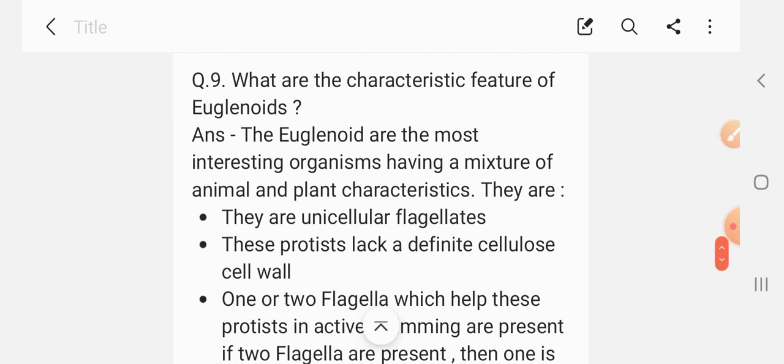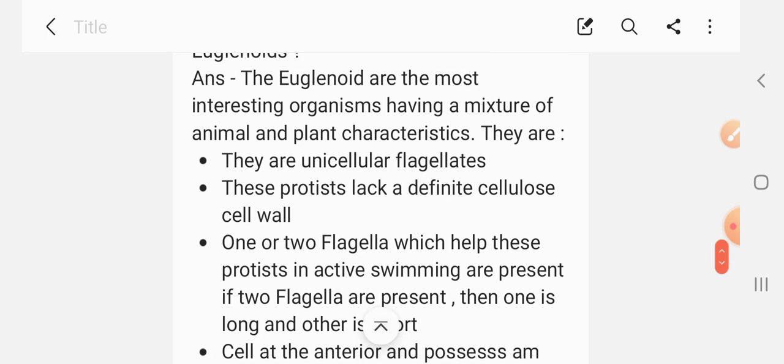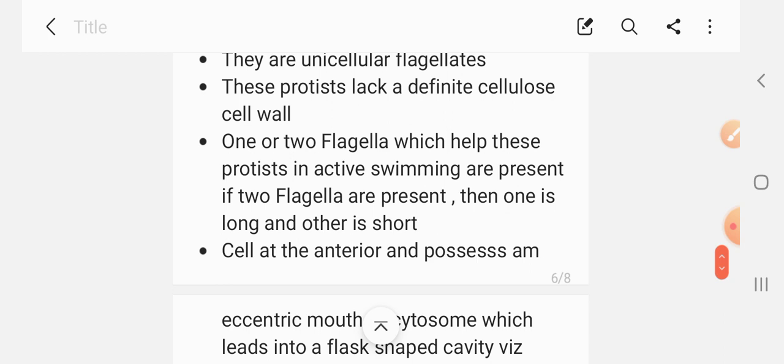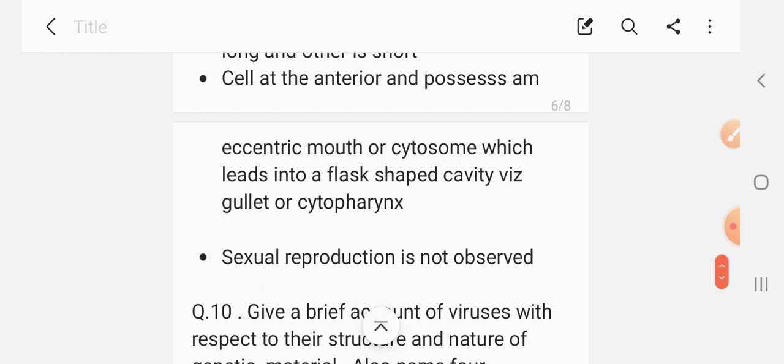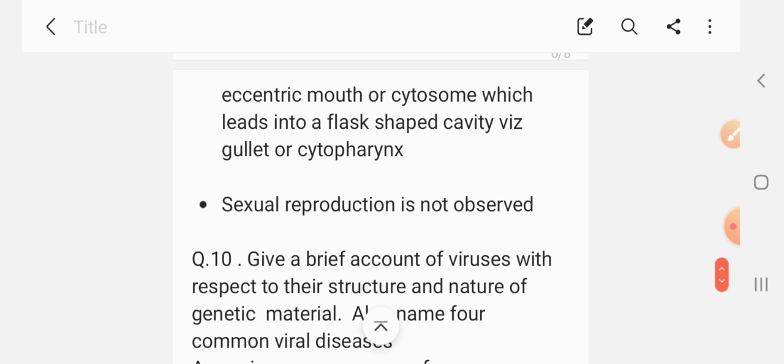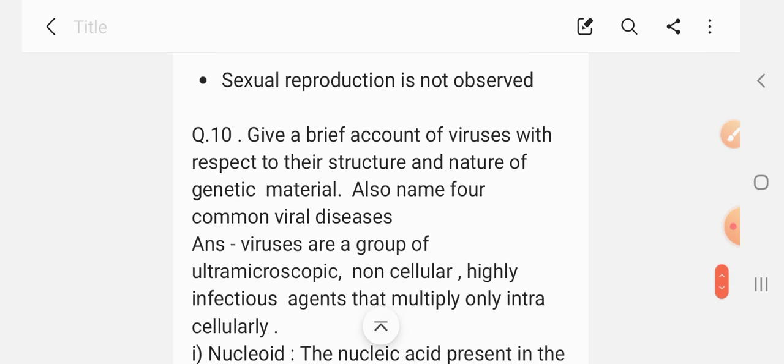Question number 9. What are the characteristic features of euglenoids? Answer: The euglenoids are interesting organisms having a mixture of animal and plant characteristics. They are unicellular flagellates. These protists lack a definite cellulose cell wall. One or two flagella, which help these protists in active swimming, are present. If two flagella are present, then one is long and the other is short. The cell at the anterior end possesses an eccentric mouth or cytosome, which leads into a flask-shaped cavity, the gullet or cytopharynx. Sexual reproduction is not observed.